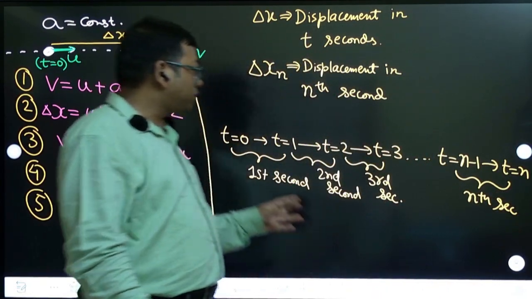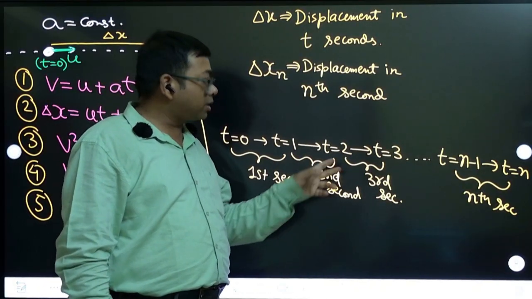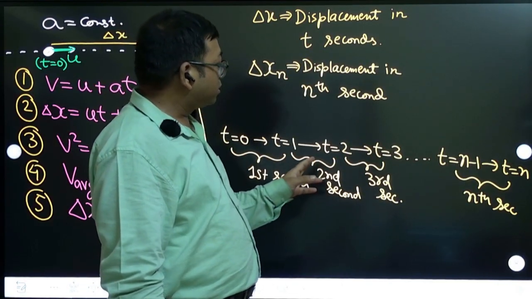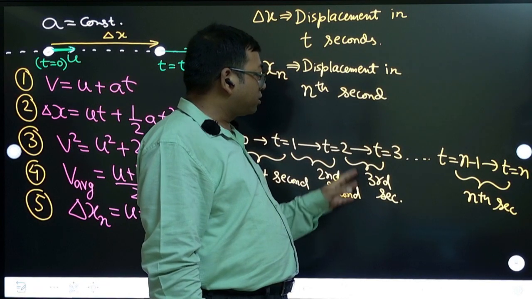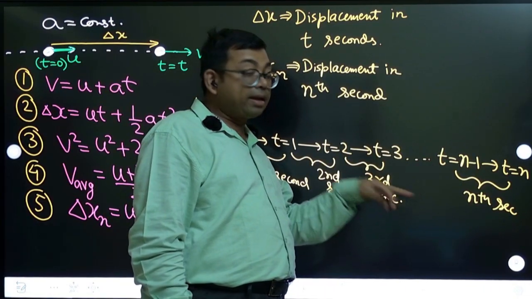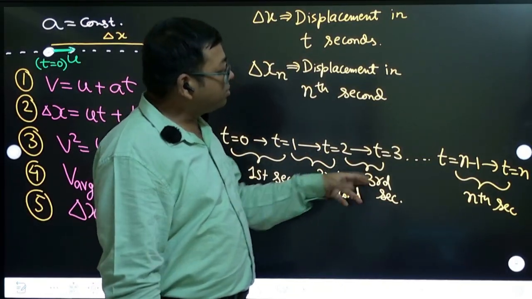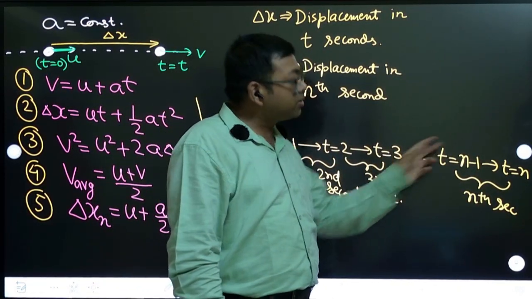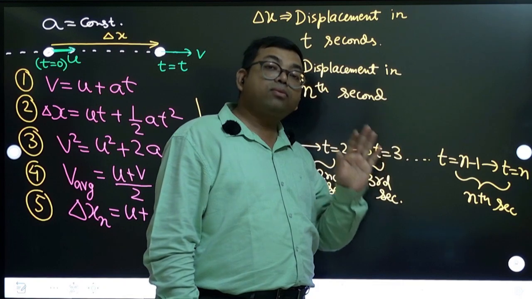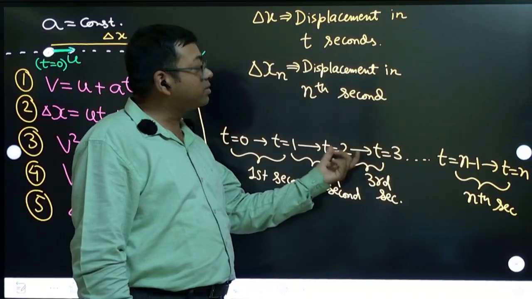Because 0 to 1 is first second, 1 to 2 is second, 2 to 3 is third second, 3 to 4 will be fourth second. So final one will be the nth second. So n minus 1 to n will be nth second. Note that it is an interval of 1 second only, right? Because all these are intervals of 1 second.